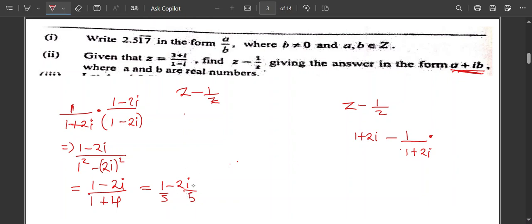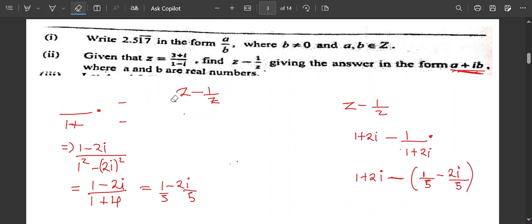Okay, so that is it. So this is now my z, my 1 over z. So this is my 1 over z there. So I'll replace to say 1 plus 2i, then minus 1 over something. But we have solved this one, we have simplified. So I'll just bring this value here, so that will be now, open bracket, like that. So we put now 1 over 5, minus 2i over 5 as well. Okay, so that is it.